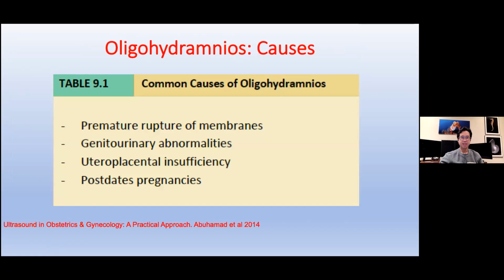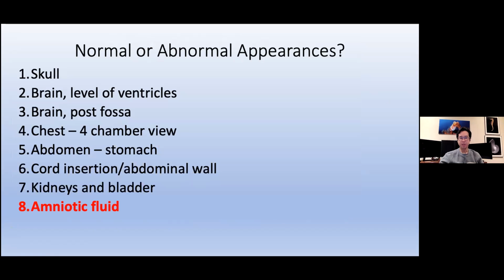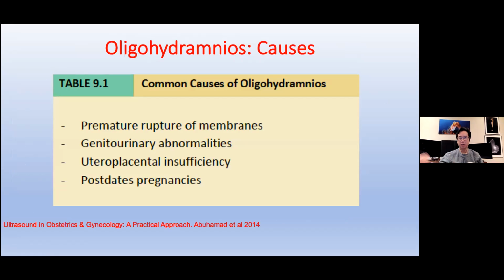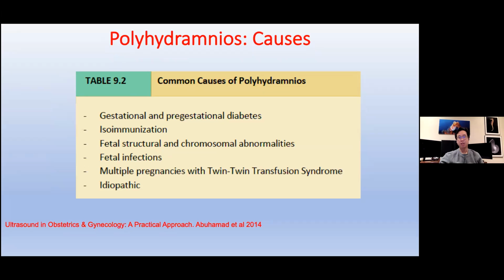Okay? So we can talk about amniotic fluid. There are many causes of oligo and polyhydramnios. Oligohydramnios, your differential is PROM, GU abnormalities, uteroplacental insufficiency, or post-dates pregnancies. Polyhydramnios has more causes, including just diabetes, isoimmunization, fetal anomalies, fetal infection, in the setting of twin-twin transfusion syndrome for twins, or it could be idiopathic.